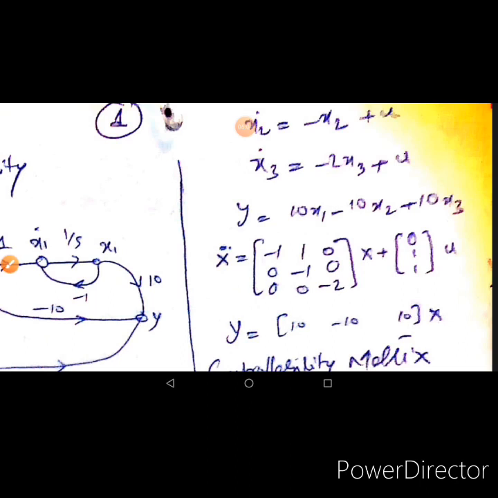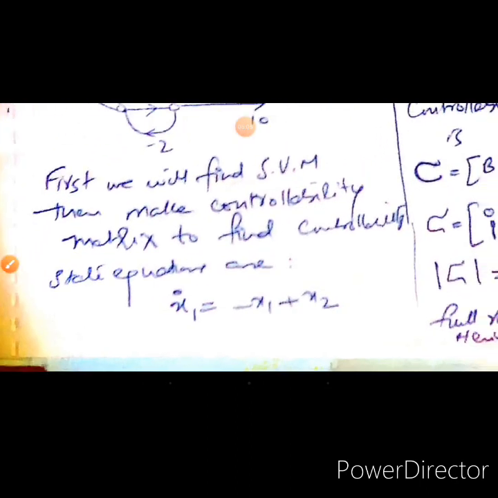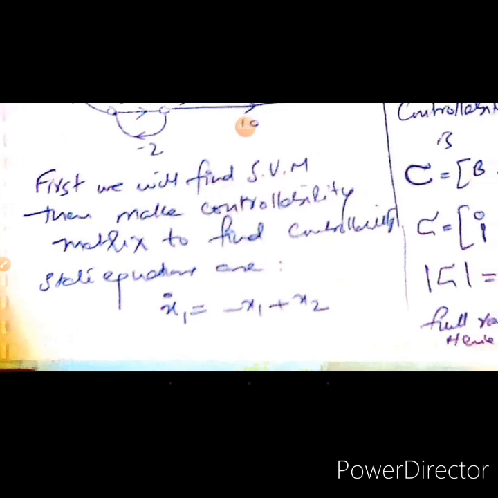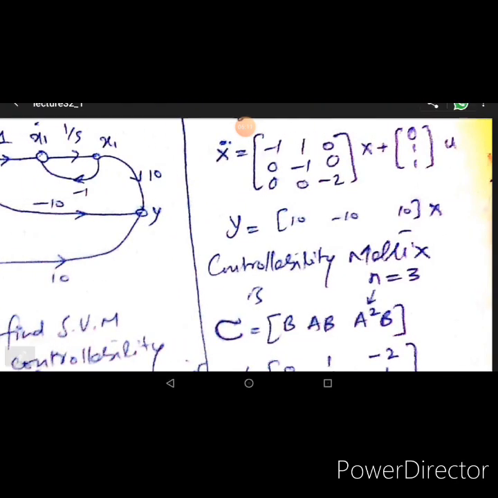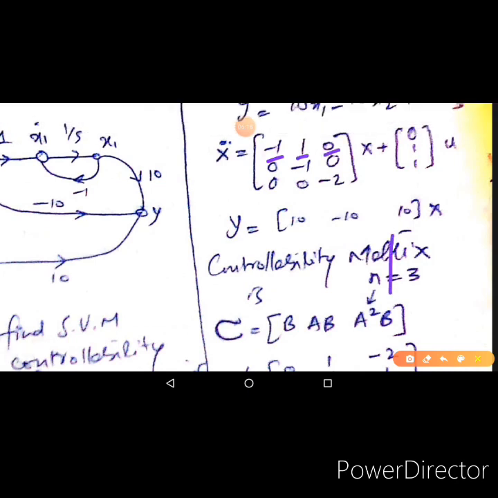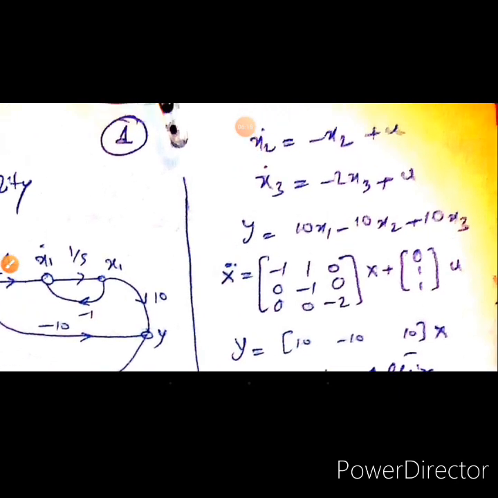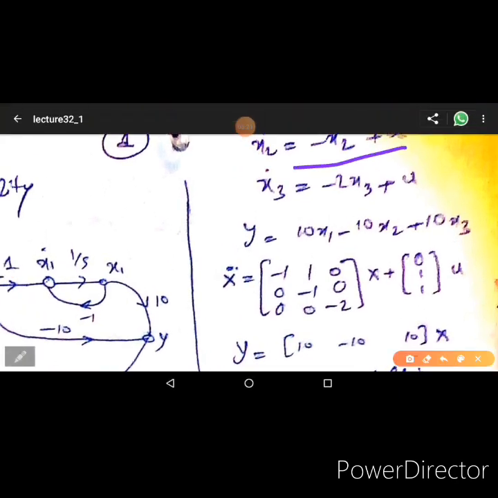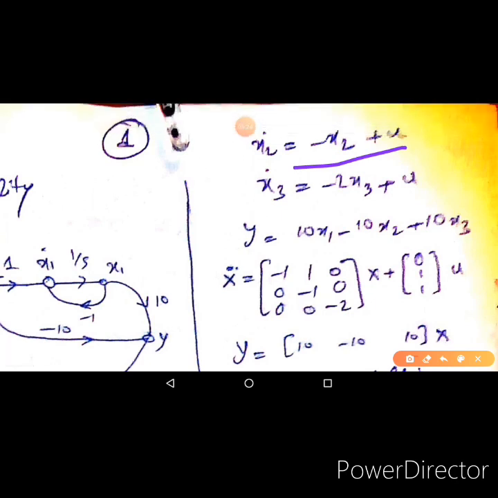Since we had x1 dot equal to minus x1 plus x2, therefore we have over here minus 1, then 1, and then 0. And for this equation we have no x1, therefore we have 0 for the column corresponding to x1, then we have minus x2, that is minus 1 over here, and then there is no x3 over here, so 0 over here, and then we have 1 over here for u.